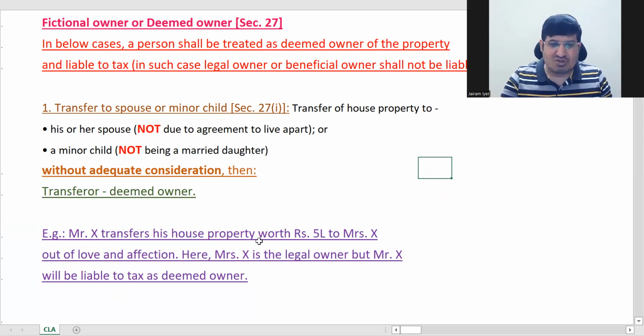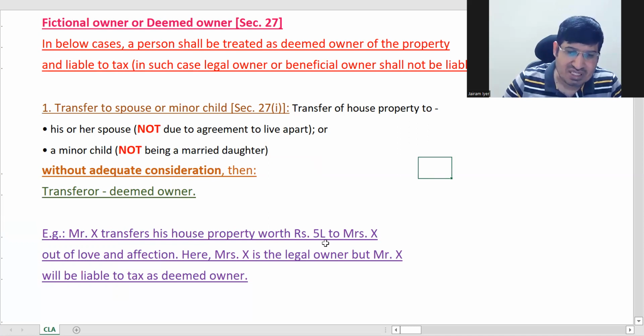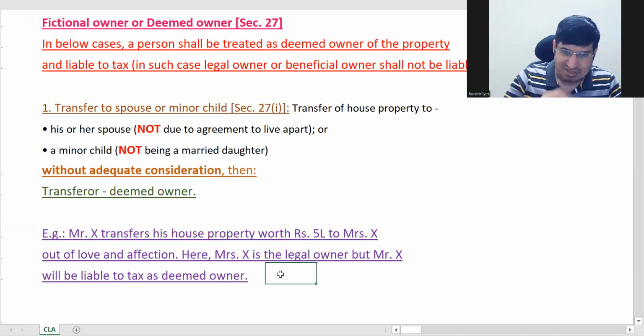So Mr. X transfers house property of 5 lakhs to Mrs. X. Mrs. X is the legal owner, but Mr. X will be liable to tax as the deemed owner.